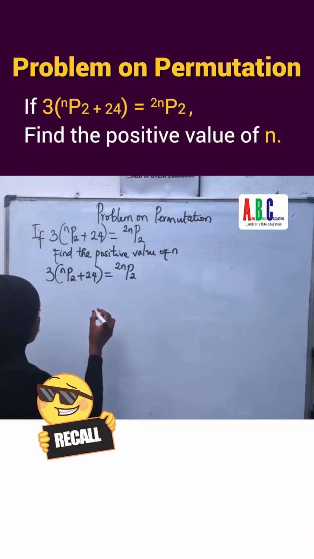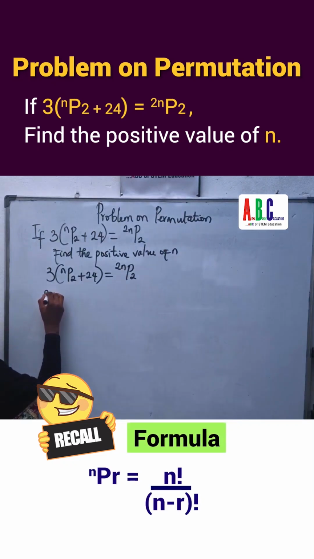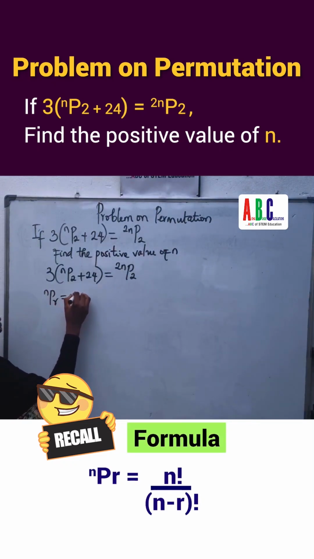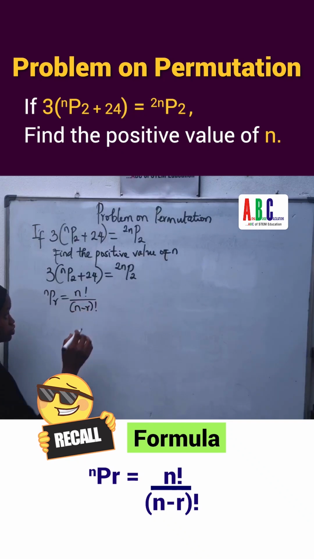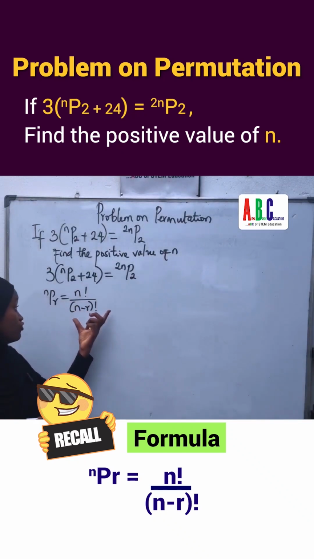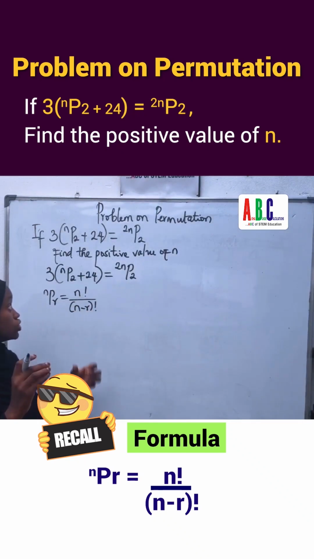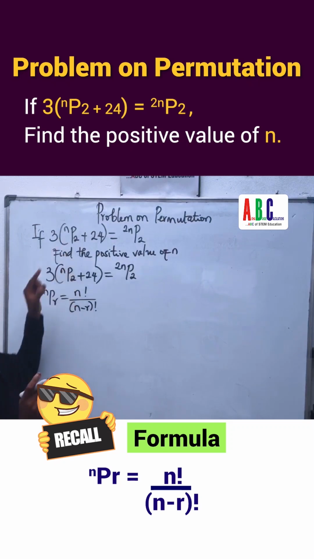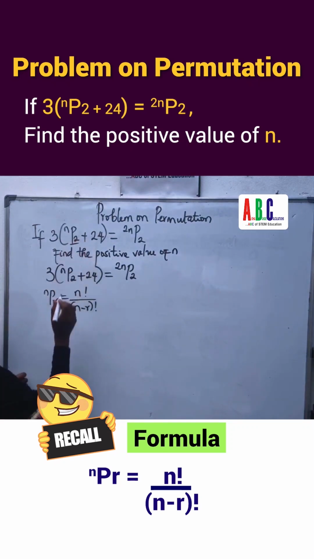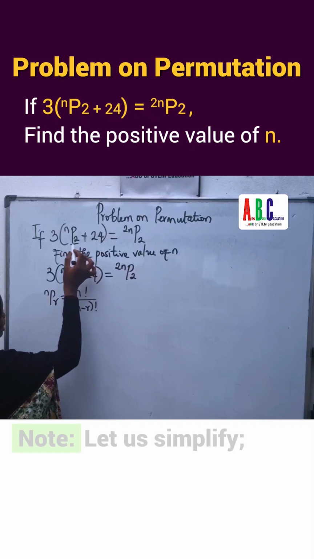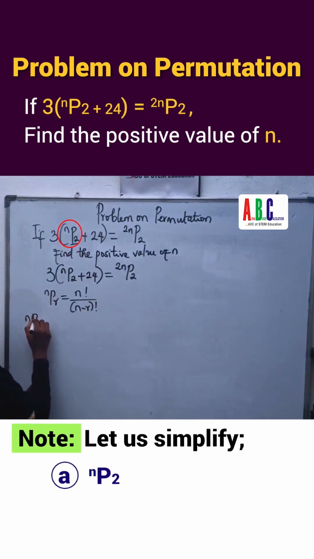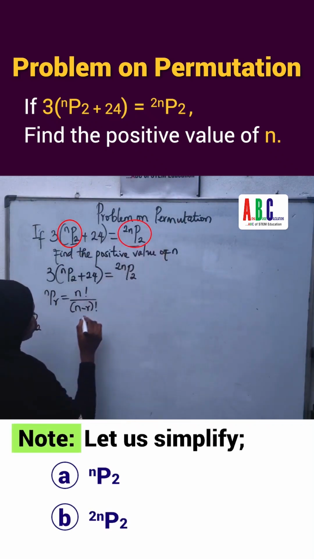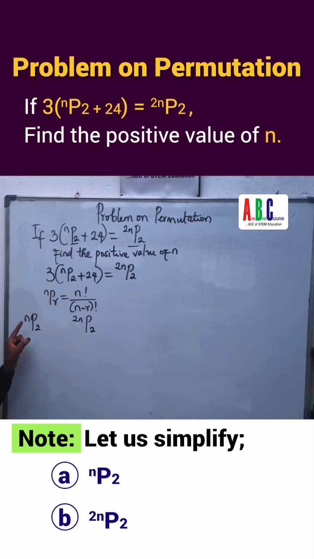Recall the formula for permutation, where we have n permutation r. This is equal to n factorial over (n minus r) factorial. This is the formula for permutation. So let's work with what we have first in the bracket. We have n permutation 2. We're going to simplify n permutation 2 and also 2n permutation 2. So let's begin with the first one, which is n permutation 2.